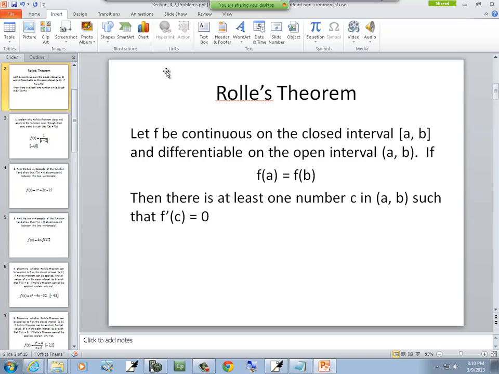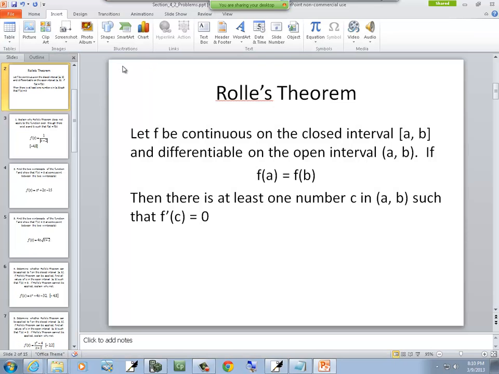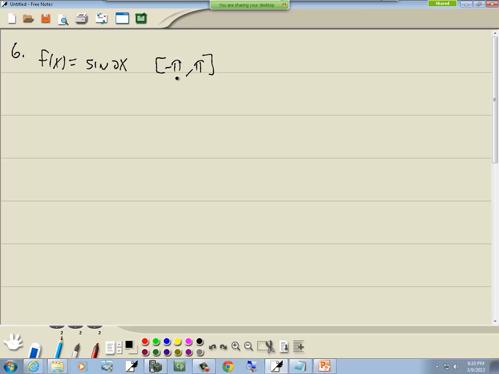Okay, let f be continuous on the closed interval. Well, sine and cosine are nice and continuous, so they're just loopy-loop over and over, so that's fine. Differentiable, again, is fine. F of a is equal to f of b. Let's check that. This would be a, and this is b.